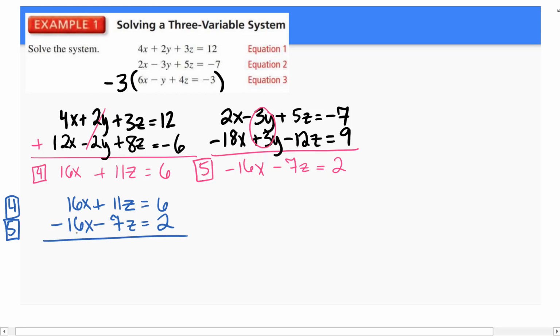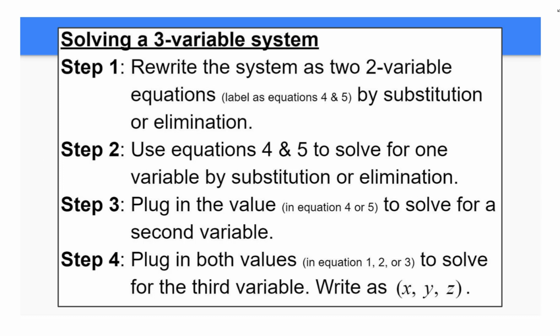All right, equation 4 and 5 have been written. Now we're going to add, and 16 plus -16 is 0. 4z equals 8. Z equals 2. Okay, let's see what step we're at. We used equations 4 and 5 to solve for one variable. We have one variable. Now we need to plug in that value into equations 4 or 5.